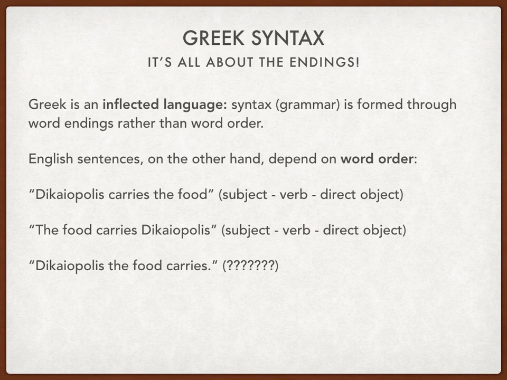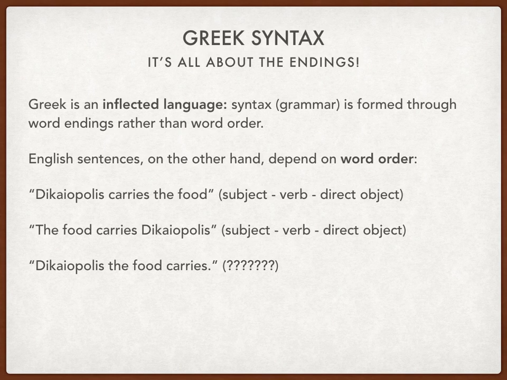Some English examples below. We usually put the subjects of our verbs at the beginning of a sentence. If I use the words Dikaiopoulos, carries, and the food, it changes the meaning depending on where I put those words. If I say Dikaiopoulos carries the food, that makes a lot of sense. He might be carrying a basket of bananas or something home. Dikaiopoulos carries the food. Subject, verb, direct object. That's the way we order things in English.